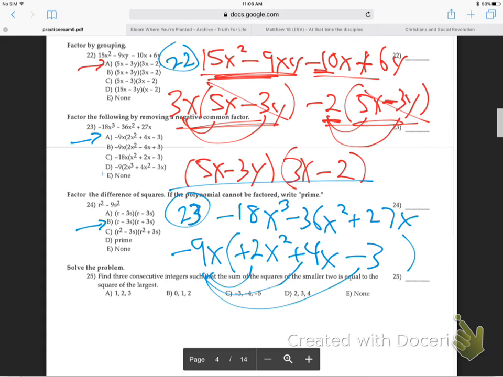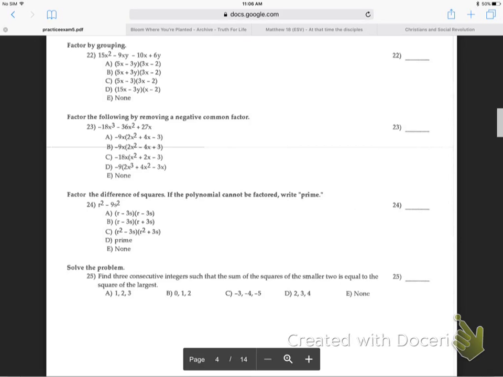Find 3 consecutive integers such that the sum of the squares of the smaller 2 is equal to the square of the largest. Ooh. All right. Try that. Okay. So, 3 consecutive. Does it say consecutive even or odd? No, just consecutive. So that's x, x plus 1, and x plus 2. Consecutive only goes up by 1 every time. If it said even or odd, I would add 2 every time: plus 2, plus 4, plus 6.